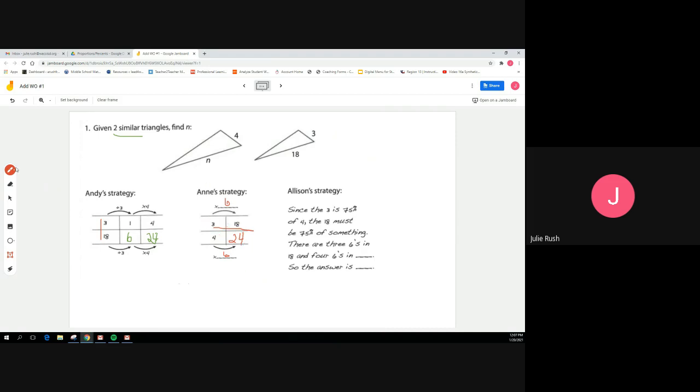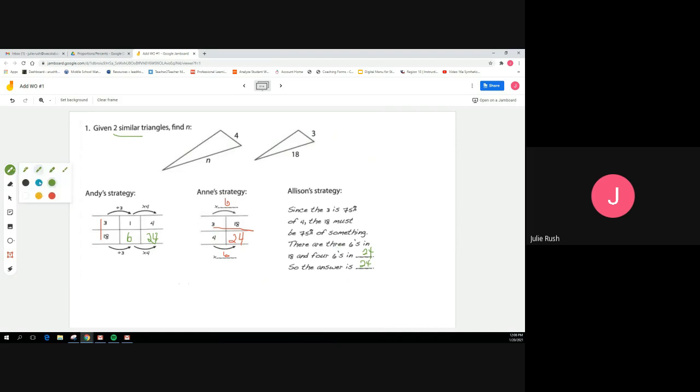And then last but not least, Allison said since 3 is 75% of 4, then 18 must be 75% of the other side. There are 3 6s in 18 and 4 6s in 24. So the answer is 24. A lot of people don't think like that. I think like that in a way, so I'm able to do it that way, but not everybody can.